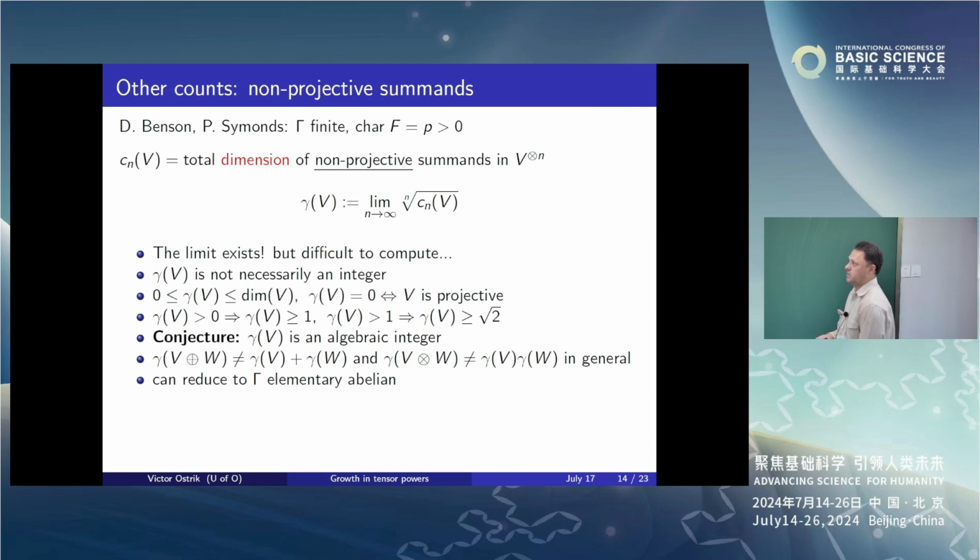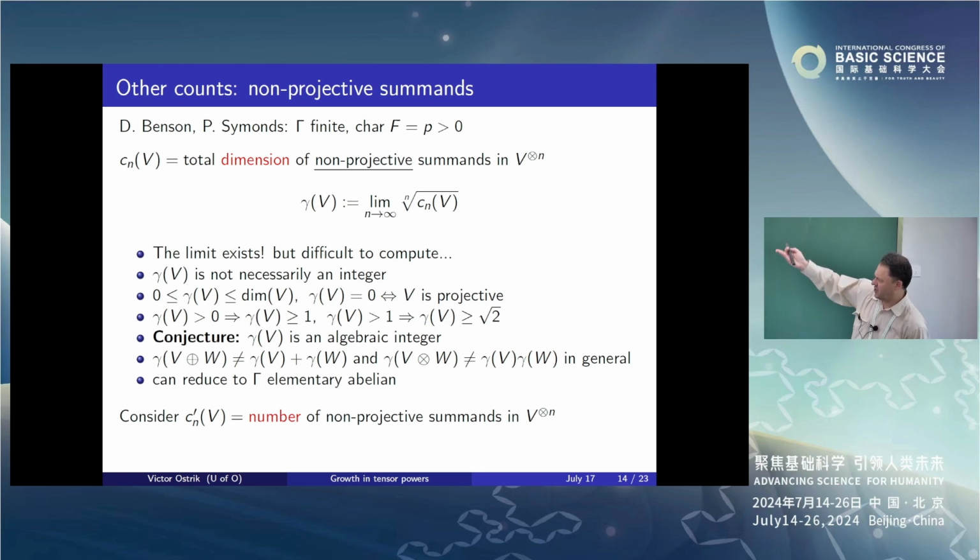And maybe the most interesting result is that if you can compute this number just in the case when gamma is an elementary abelian group, you are good. You can compute it for any other group. But elementary abelian groups are very, very difficult in this setup. Representations of elementary abelian groups are very, very difficult.